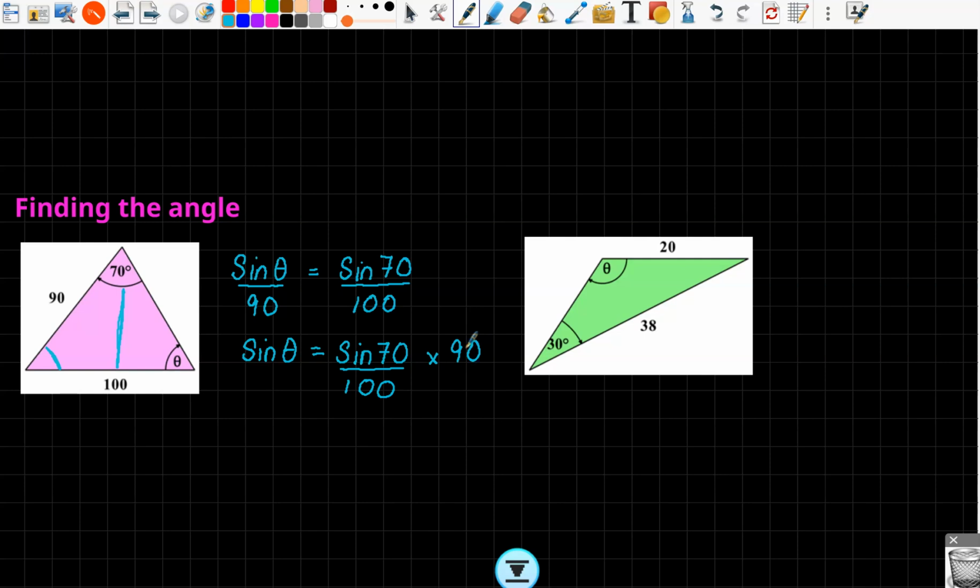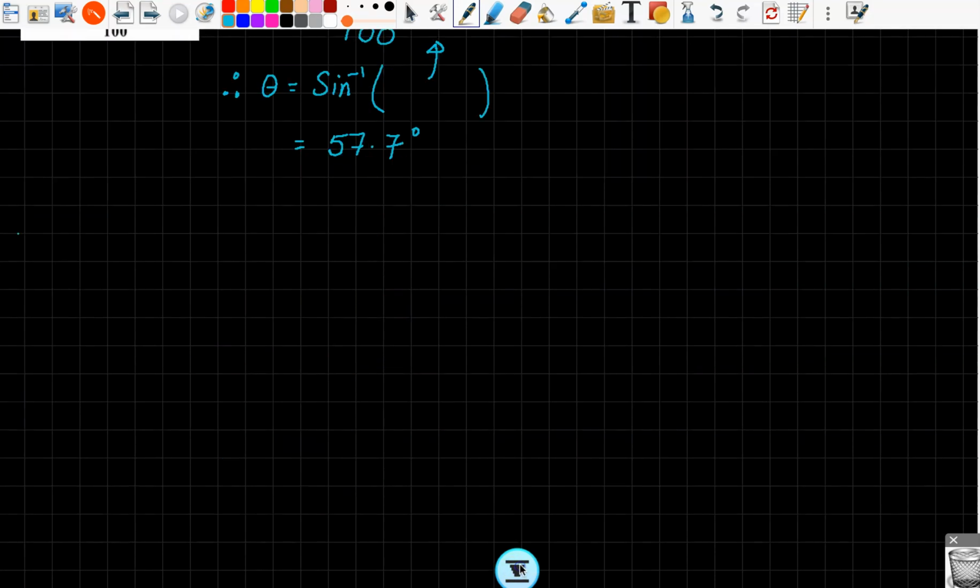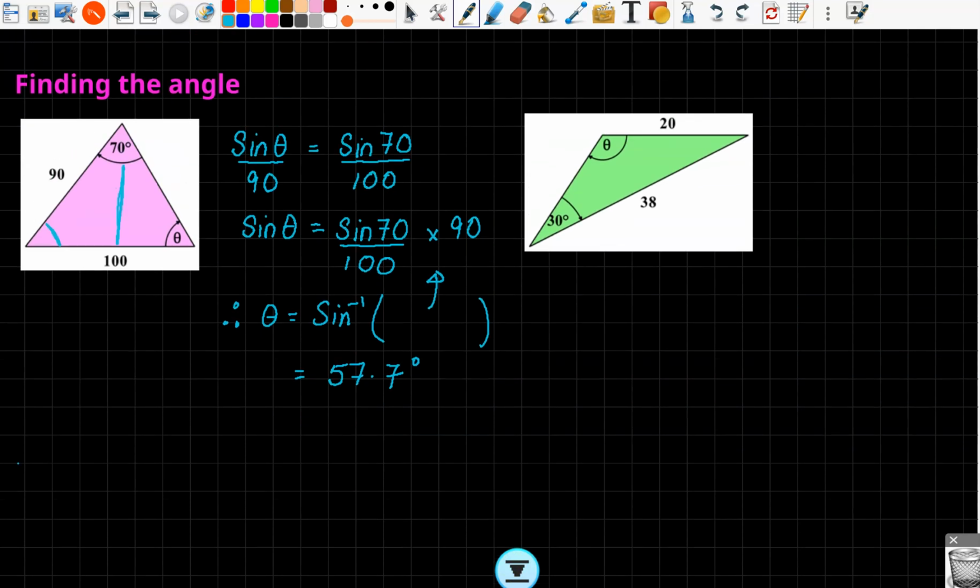I just want theta. We've been in this situation before. How do I get rid of the sine? Inverse it. Thank you. Excellent. So therefore theta will be the inverse sine of all of that. Okay, so we got 57.7 when we did this on our calculator.